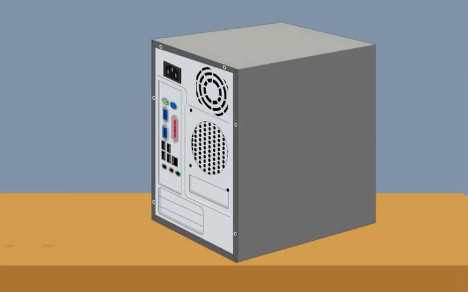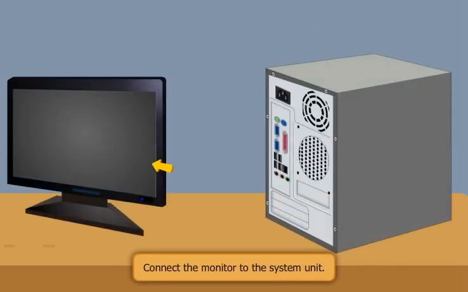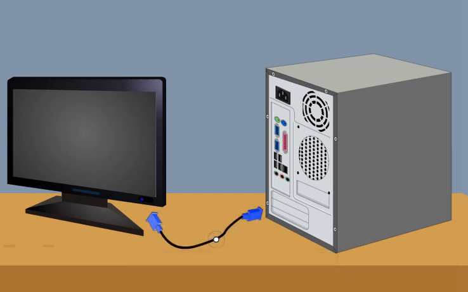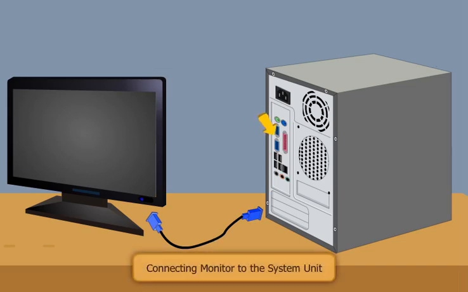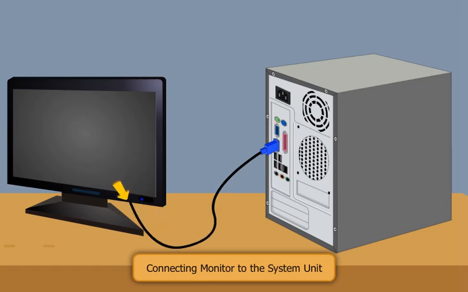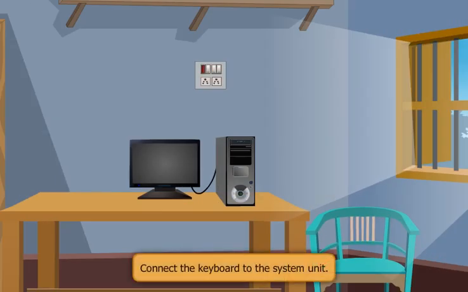Look at the rear portion of the system unit. It has various connection slots or ports for connecting various devices. First, connect the monitor to the system unit. This is the video port of the system unit. It is called VGA port. This is the VGA cable of the monitor. The color of the video port and the connectors of the VGA cable is blue to make them easier to identify. Now, connect one end of the VGA cable to the video port on the system unit and the other end to the monitor.